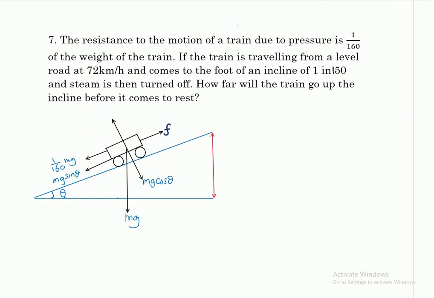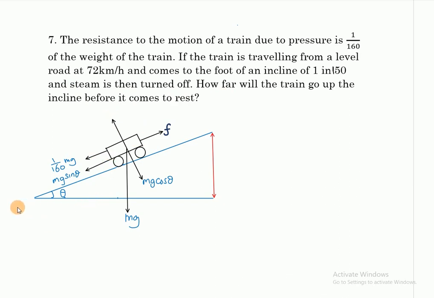The resistance to the motion of a train due to pressure is 1 over 160 of the weight of the train. If the train is traveling on a level road at 70 km per hour and comes to the foot of an incline of 1 in 150, and the steam is then turned off, how far will the train go up the incline before it comes to rest?